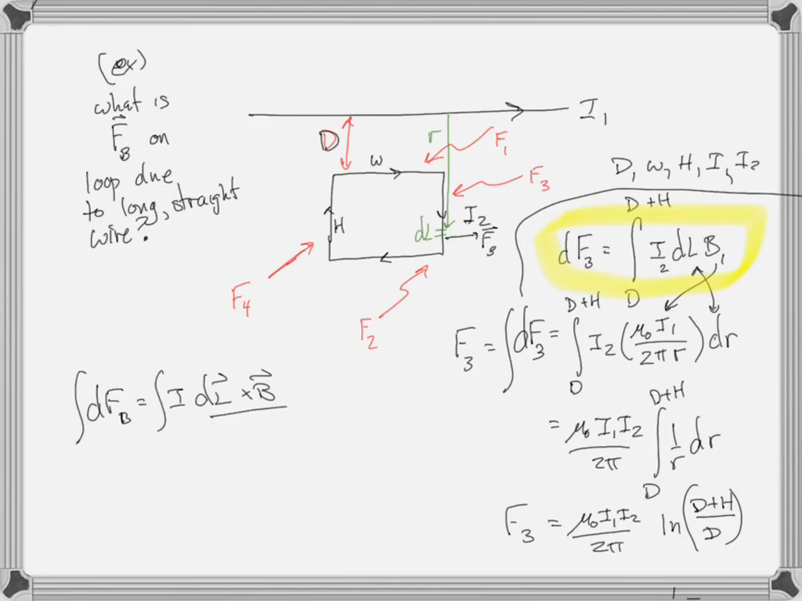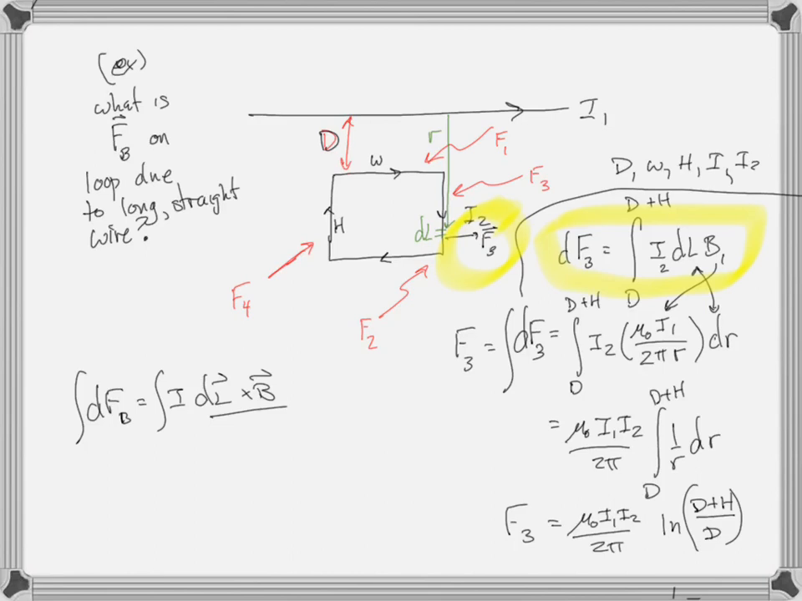And that cross product gives us a sine theta, and theta is 90 degrees, so sine of 90 degrees is 1. The cross product goes away, and I just wanted to make sure that you could see that for yourself. So that's why we just have IdLB. And the direction is given by the right-hand rule. dL is down the page, B is into the page, so you put your fingers down the page, you rotate them into the page, and the force on the right-hand side is to the right.